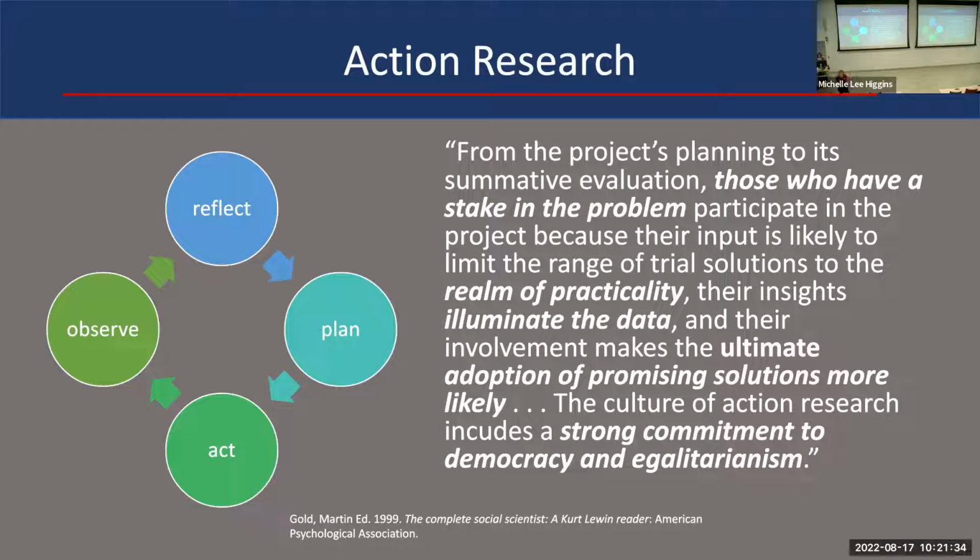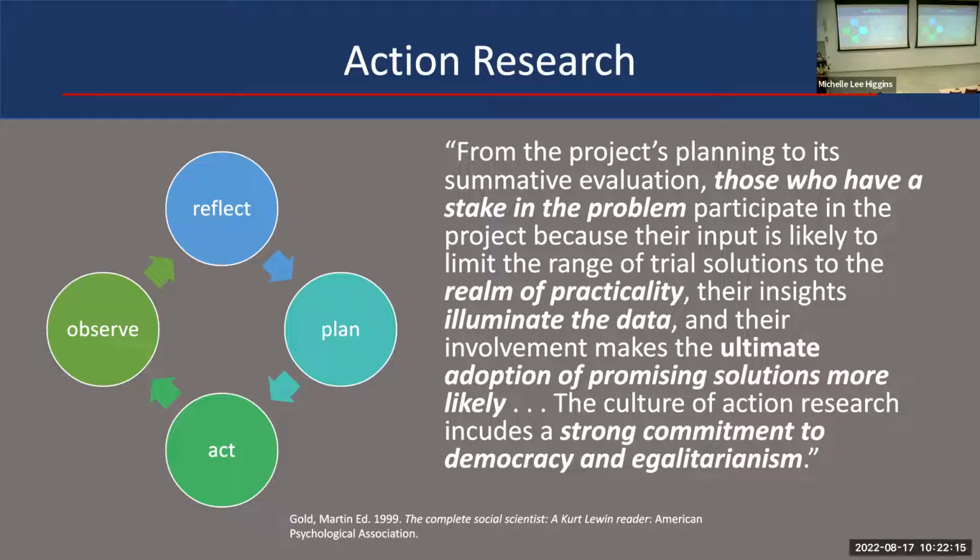So realm of practicality. Their insights illuminate the data, and their involvement makes the ultimate adoption of promising solutions more likely. Again, we're working with people who are affected by a particular problem. If we want to affect change, those folks need to be involved because they're the ones who have to change something. They're going to have to live with whatever change is happening. And so we have to have buy-in. Best way to have buy-in, bring them in right at the beginning, make them part of the process. The culture of action research includes a strong commitment to democracy and egalitarianism, equitable partnerships, sharing knowledge, learning together.